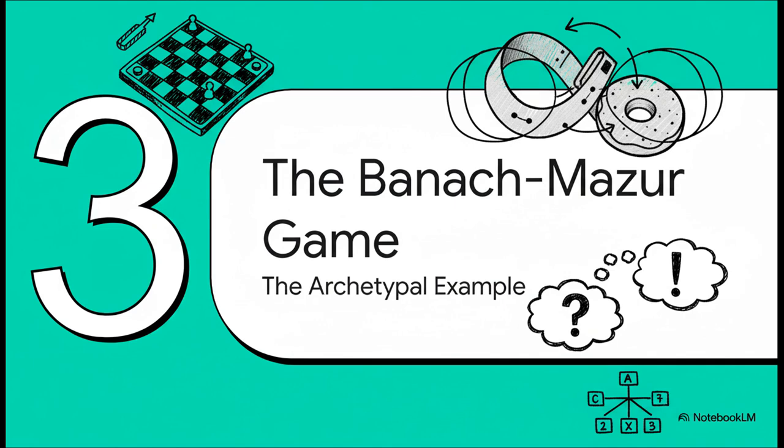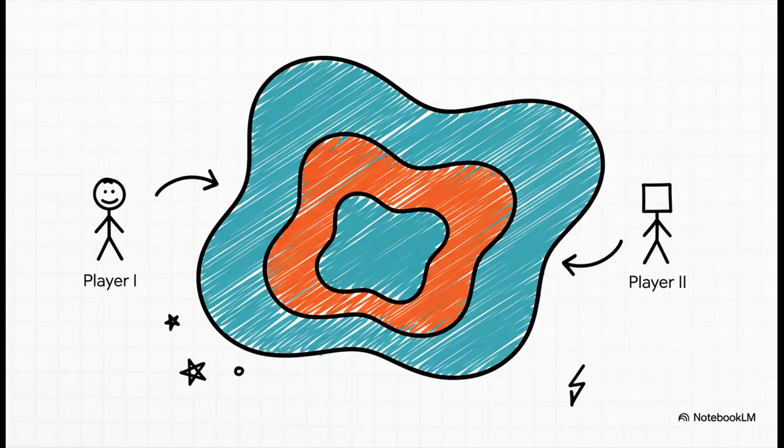To make all this concrete, let's look at the pioneering example that really started it all, the Banach-Mazur game. It's the perfect illustration of these ideas in action. The rules here are just beautiful in their simplicity. Player 1 picks an open set. Then player 2 has to respond by picking a smaller open set that's completely inside player 1's set. Then it's player 1's turn again, and they have to pick an even smaller open set inside player 2's last move, and so on and so on. They end up creating this sequence of nested, shrinking open sets, like Russian dolls.